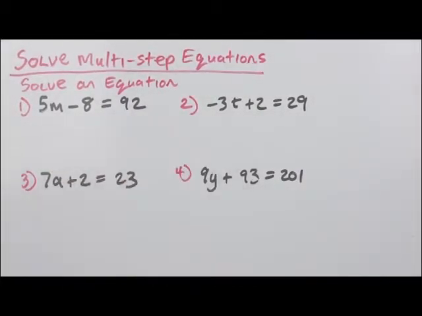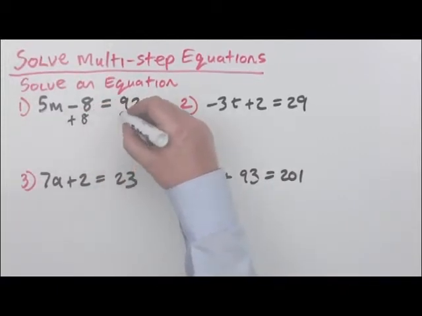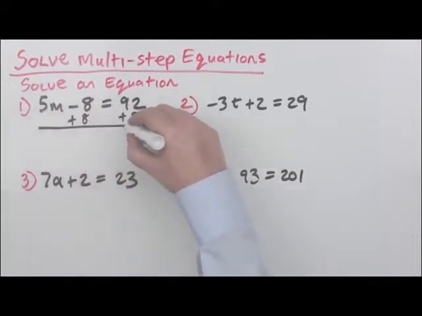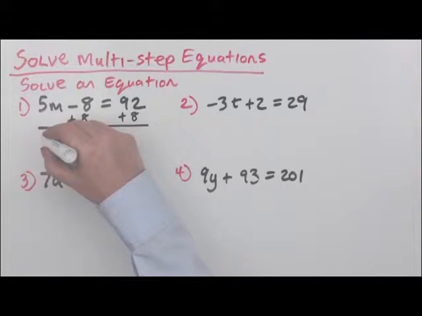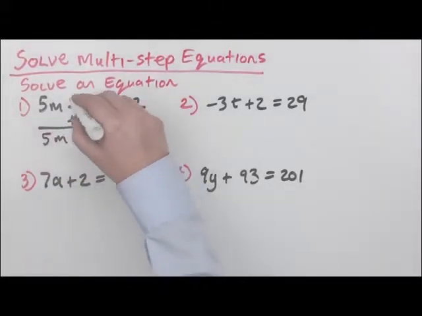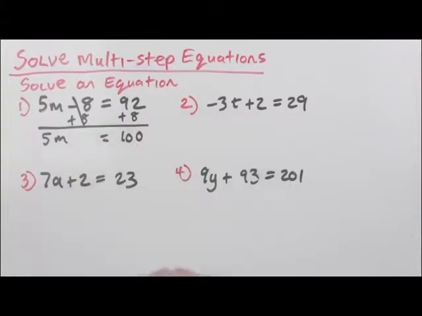The first thing you need to do is do the subtraction or the addition. So here I'm going to add 8 to both sides. That would be 8. Okay. So the 5m comes down because nothing has happened to it yet. So the 5m, negative 8 and positive 8 cancel out, is equal to 100, adding those together.